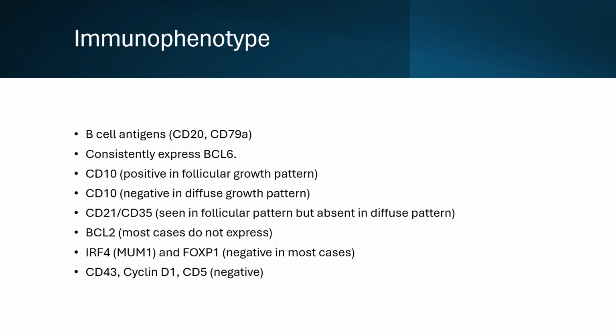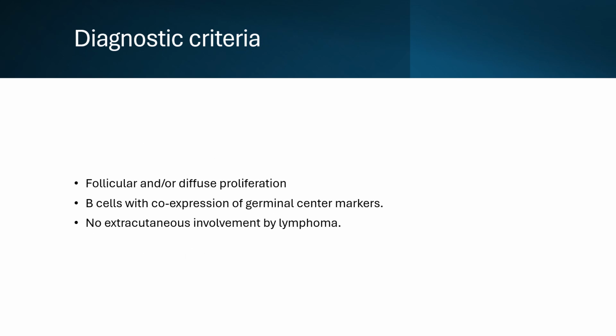CD43 is negative, unlike other low-grade B-cell lymphomas, and cyclin D1 or BCL1 is also negative. CD5 is negative. The diagnostic criteria for primary cutaneous follicular center lymphoma are that they have either a follicular or diffuse growth pattern, that they are B cells with co-expression of germinal center markers such as CD10 and BCL6, and no extracutaneous involvement in any way except the skin.